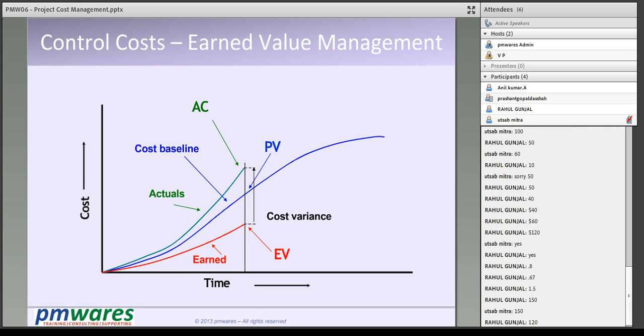We achieved this much, therefore we were supposed to spend only this much, but we spent this much. Don't confuse the difference between this and this. We have achieved this much, and therefore we should spend only this much, not this much. And we have spent this much, and therefore this difference is cost variance.